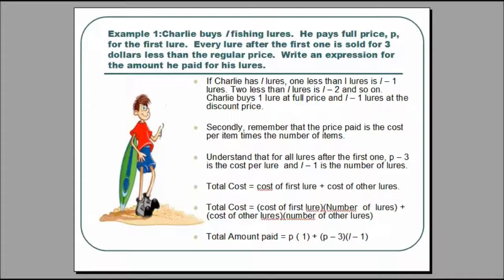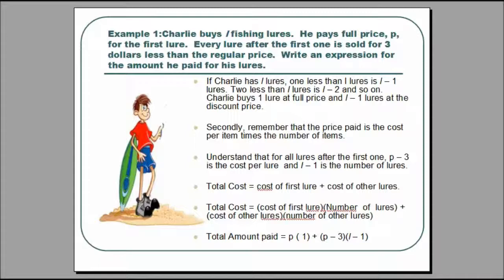Secondly, remember that the price paid is the cost per item times the number of items. Understand that for all lures after the first one, P minus 3 is the cost per lure and L minus 1 is the number of lures. The total cost, which is the total amount Charlie paid, is the cost of the first lure plus the cost of the other lures. The total cost then is the cost of the first lure times the number of lures plus the cost of the other lures times the number of the other lures he bought.